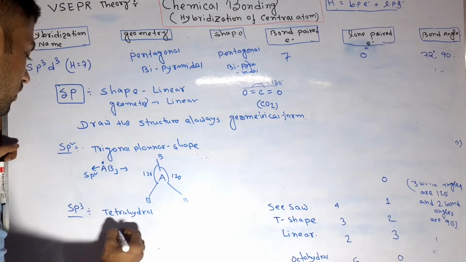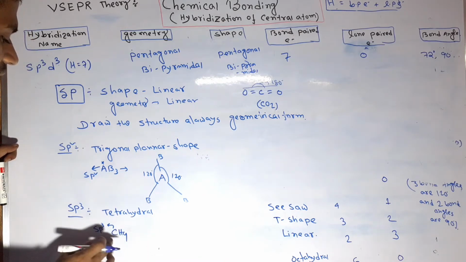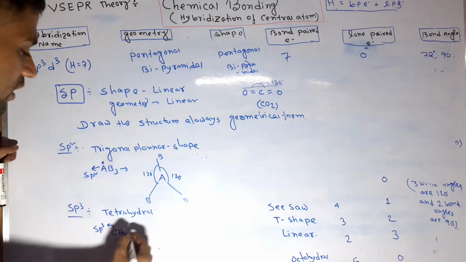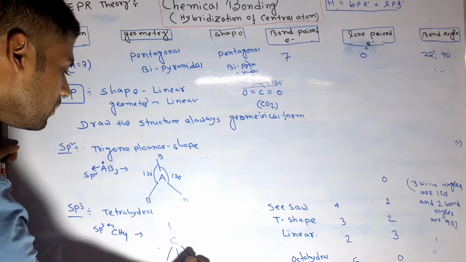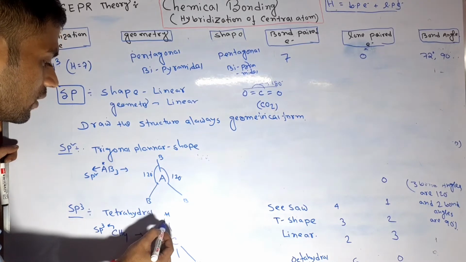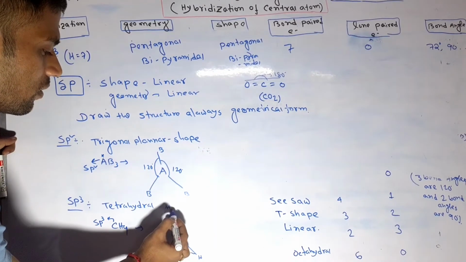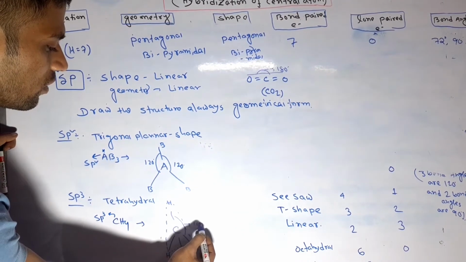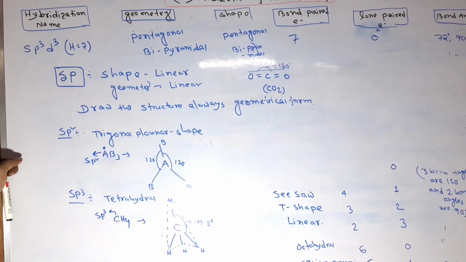Tetrahedral form. For a particular species, methane, CH4, this carbon belongs to sp3 hybridization. You can determine this by the procedure we learned earlier: what is the hybridization number and what is the name? sp3. So this is the shape of tetrahedral. This is the tetrahedral structure. What is the bond angle? 109.5 degrees.